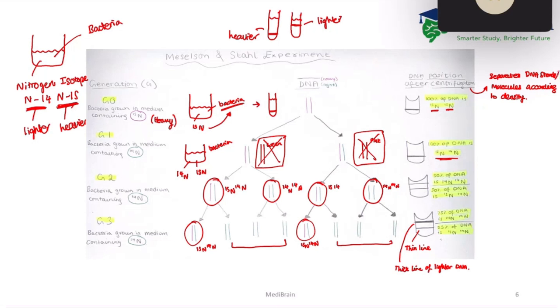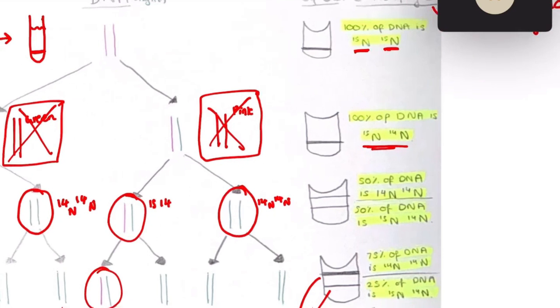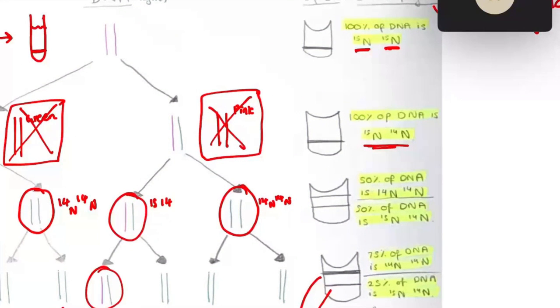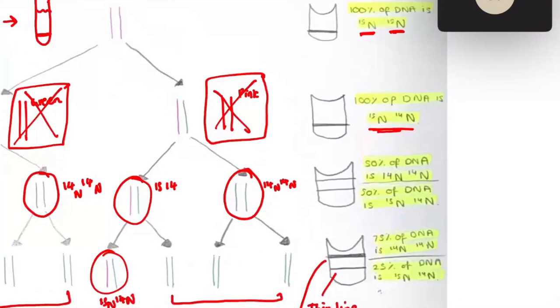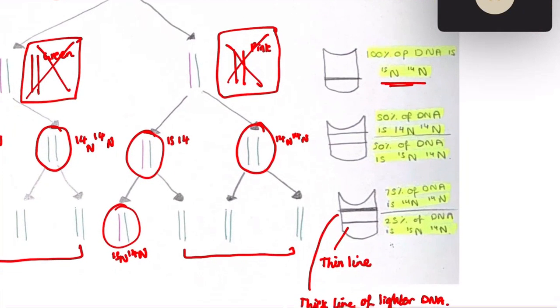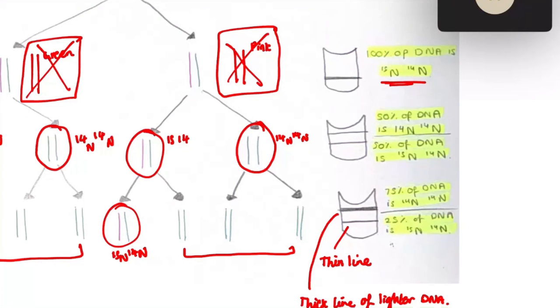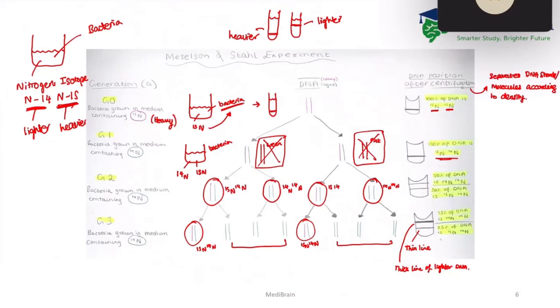When you have 100% of the same DNA, you will only have one line. However, when there's a mixture of DNA, for example a 50-50% split, there are two different lines shown on the centrifuge, one showing a heavier line and one showing a lighter line. Okay, and if there's a 75% to 25% split, you will see a thicker line compared to a lighter line. And that is basically Meselson and Stahl's experiment.